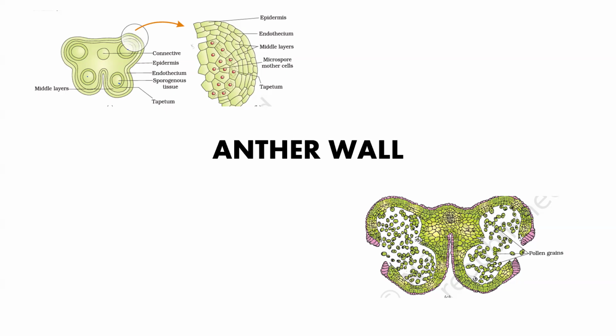In this video, we are going to discuss the anther wall. You know very well, in the previous video we studied that the archesporial cell divides periclinally to form two cells: an outer parietal and an inner sporogenous cell. The outer parietal cell will give rise to the wall layers. Which wall layers? Epidermis, endothecium, middle layer and tapetum. So we are going to study these now in more detail.